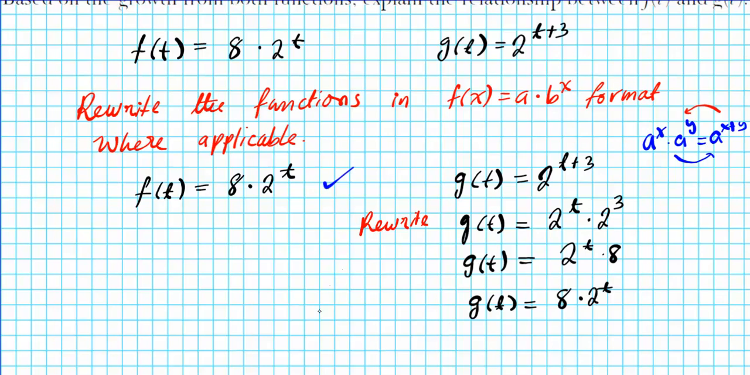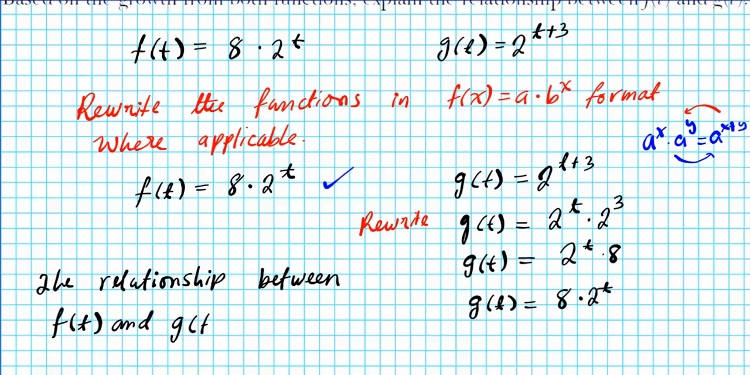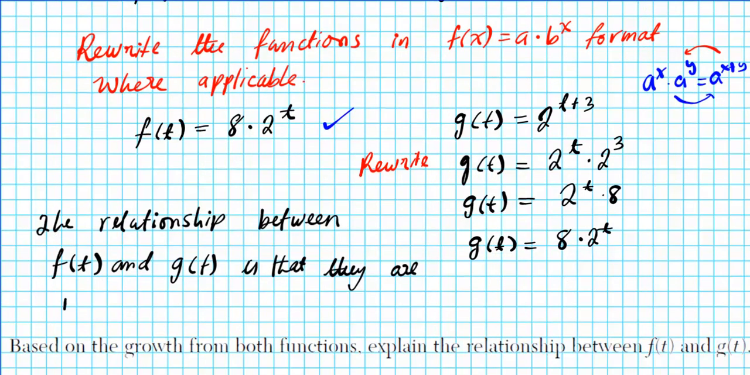Okay, so the relationship between f of t and g of t is that they are identical, okay?